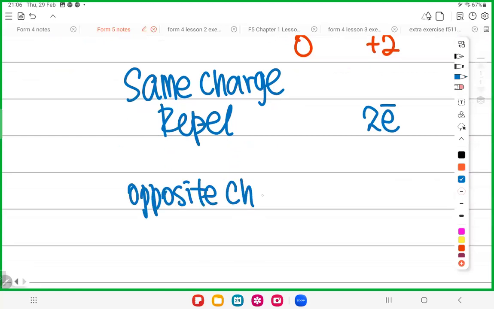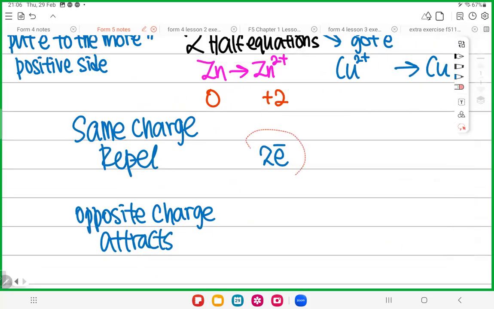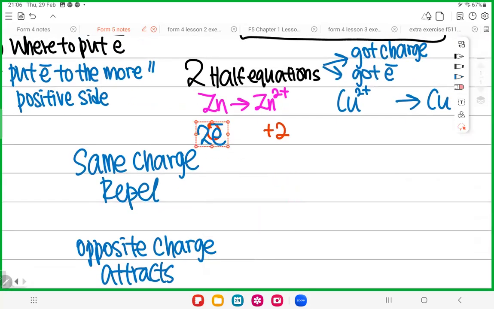Opposite charges, what happens? Opposite charges attract, isn't it? You are positive, I am negative, we love each other. I am negative, you are positive, we like each other. That's it. So everyone, the electron is negative. Negative loves positive. Where is more positive, 0 or +2? +2. So you put the electron on the right-hand side.